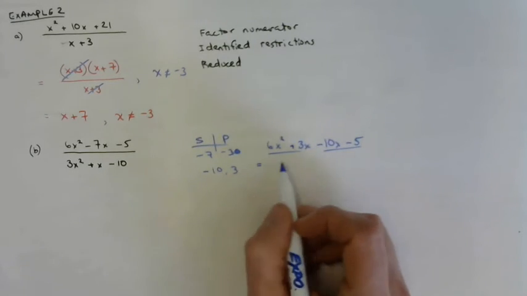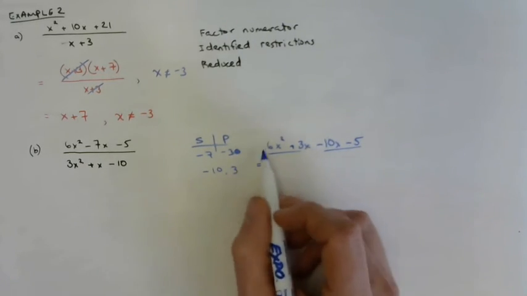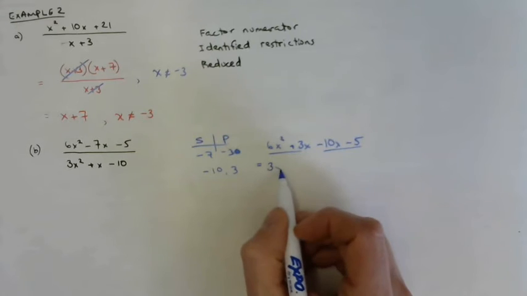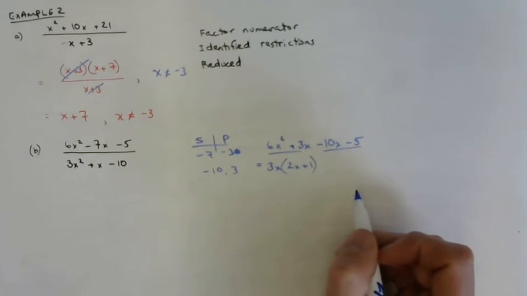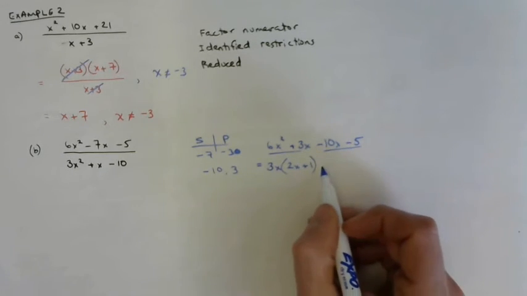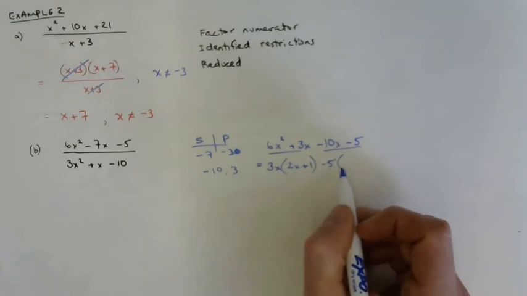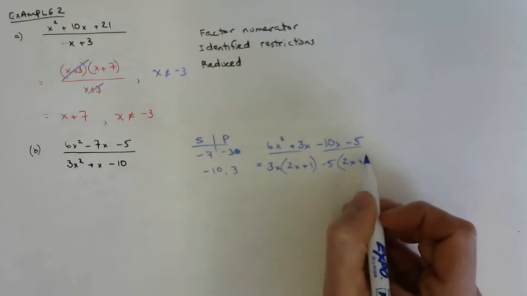So now I'm factoring by grouping. I see the first two terms have 3x in common, which leaves me with 2x plus 1, and the next two terms have -5 in common, which leaves me with 2x plus 1.